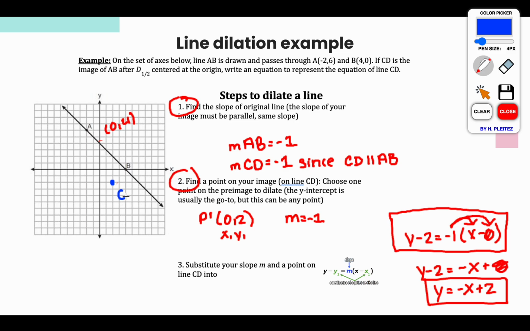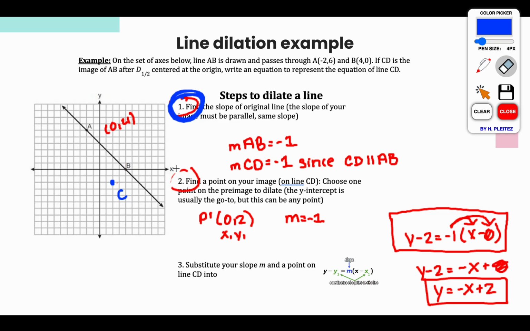So when we're finding the equation of our line after it's dilated, the slope here is not going to change, right? Because we already talked about whenever I dilate this line AB here, whenever I do that dilation, I'm going to result in a line that is parallel, right? And that means that our slope's not going to change. So step 1 here does not change.